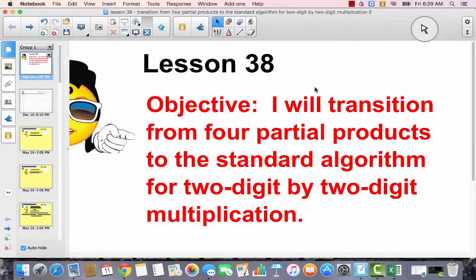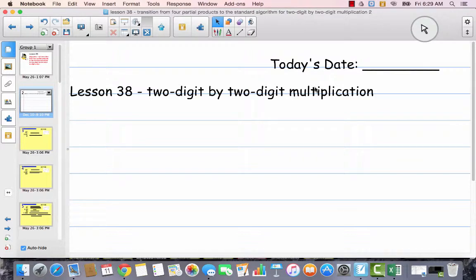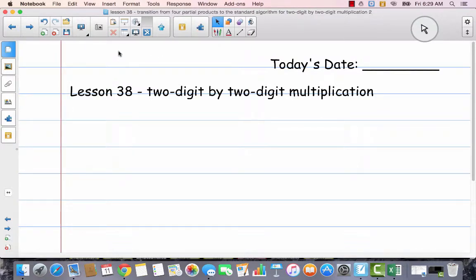All right, lesson 28. I will transition from partial products to the standard algorithm for two-digit by two-digit multiplication. So today we're going to transition away from partial products fully into the standard algorithm for two-digit by two-digit multiplication. We started it in lesson 37, and today we're going to fully transition. So go ahead and get your math journal ready. I want you to put today's date and lesson 28, two-digit by two-digit multiplication.